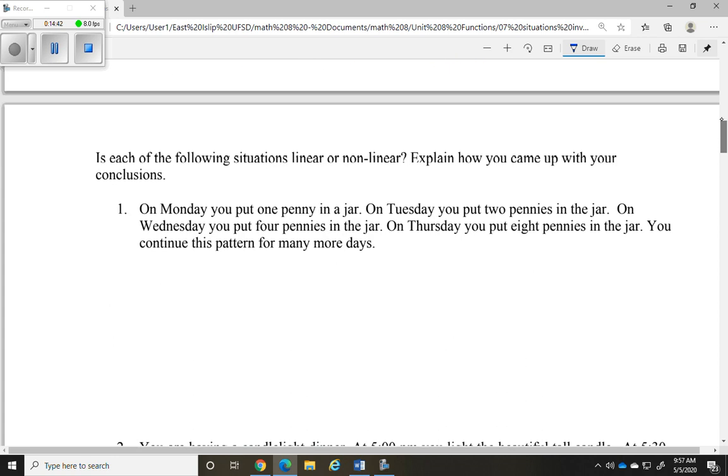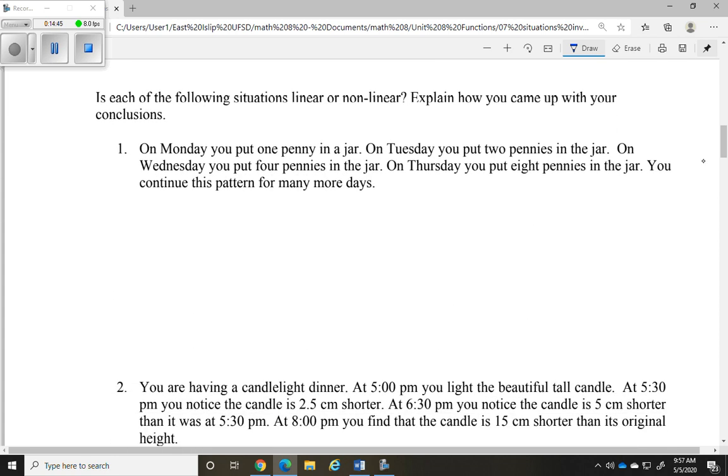So now let's go on to our word problems here. We're deciding if each of the following situations is linear or nonlinear, and then it says explain. So here we go. On Monday, so I'm going to keep track of some things. On Monday, I put 1 penny in a jar. On Tuesday, I put 2 pennies in a jar. On Wednesday, I put 4 pennies in the jar. And on Thursday, I put 8 pennies in a jar. And then you continue the pattern.